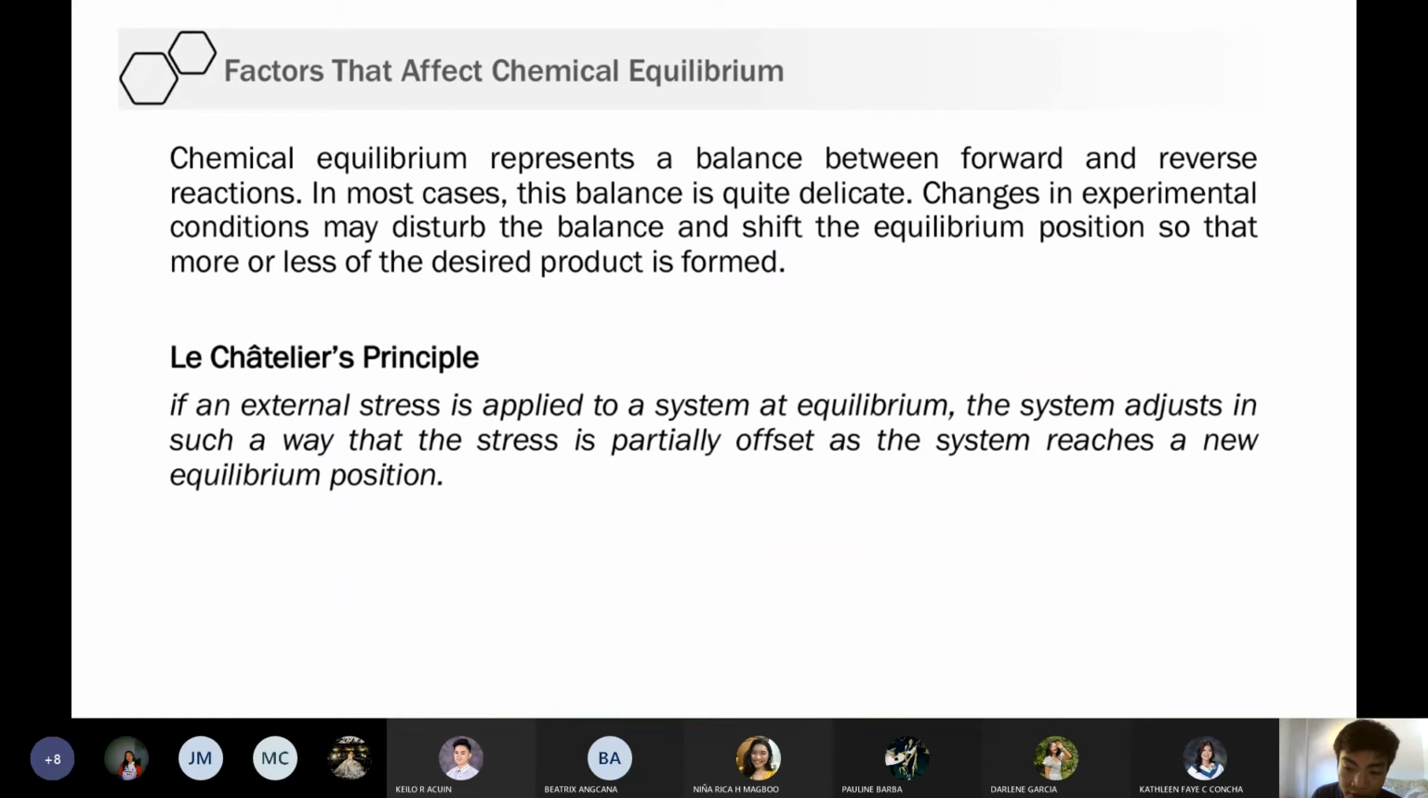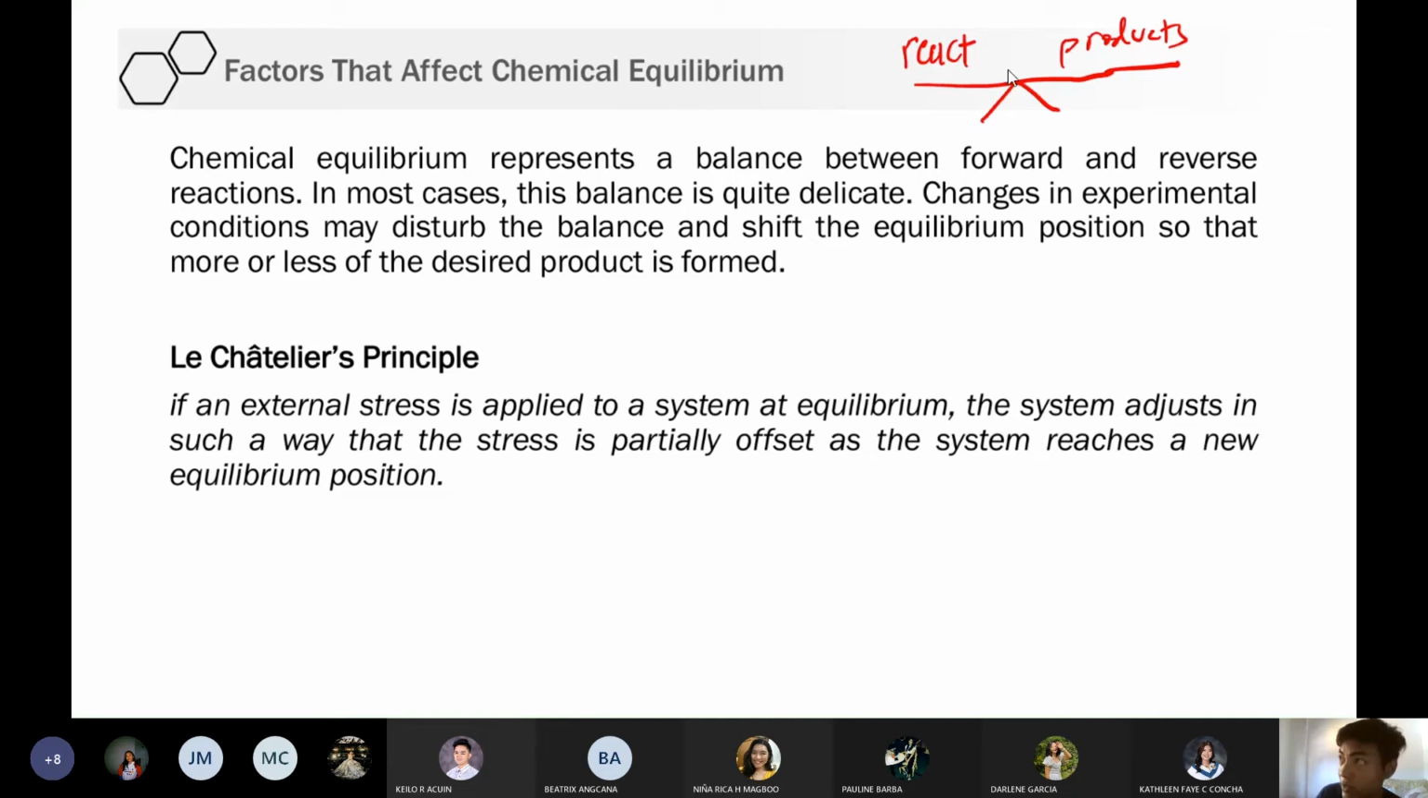So we have the factors that affect chemical equilibrium. Imagine chemical equilibrium as a seesaw. Equilibrium is a seesaw. It is a balance between the reactants and the products. Just a subtle change in the concentration of your reactants or the products, or a change in the state of the system, can affect the balance. A small change in your system can affect the balance.